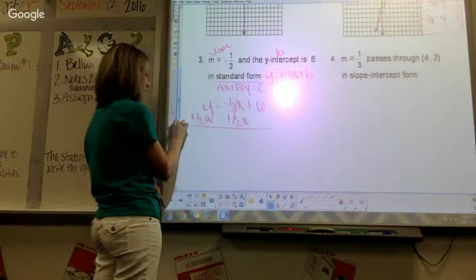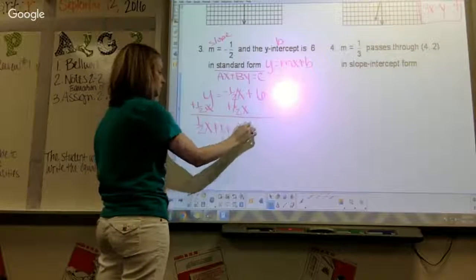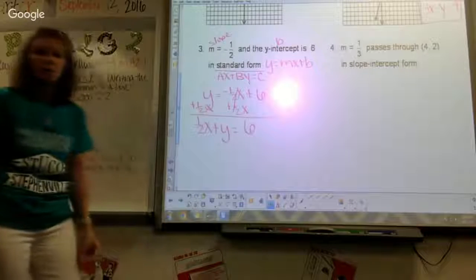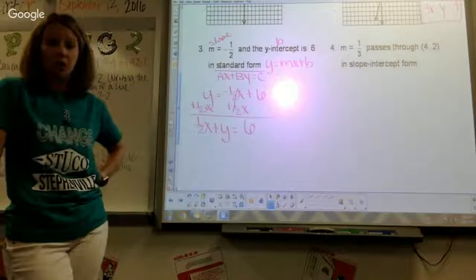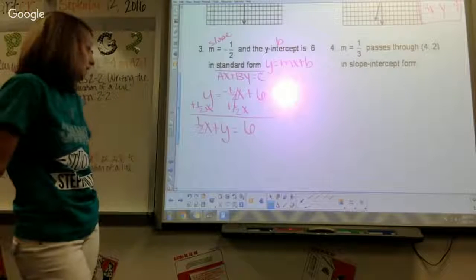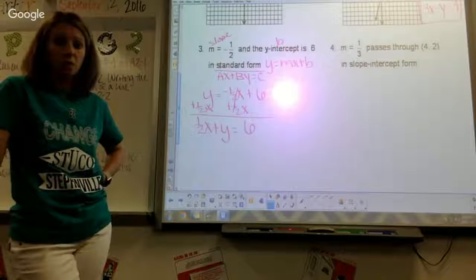So you can go with 1/2 x plus y equals 6. Now, anytime you're wanting it in standard form, you need to check your a. So notice a is a positive 1/2. So it is a positive, but it's a fraction. It needs to be a whole number, an integer.